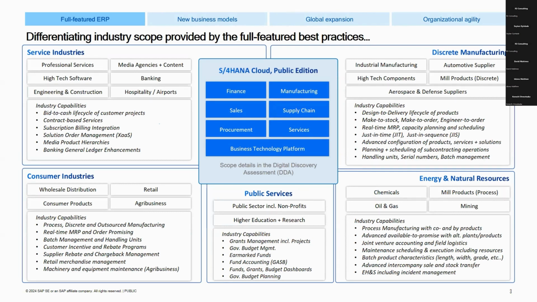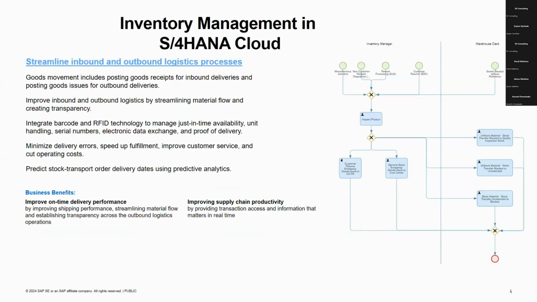In detail, we have inventory management in S/4HANA, which helps you streamline inbound and outbound logistics processes. The goods movement includes posting goods receipts for inbound deliveries, and posting goods issues for outbound deliveries. What are the benefits you can gain from inventory management in S/4HANA? Some of the benefits are improved on-time delivery performance by providing shipping performance, streamlining material flow, and establishing transparency across outbound logistics operations. You can also improve supply chain productivity by providing transaction access and information that matters in real time.